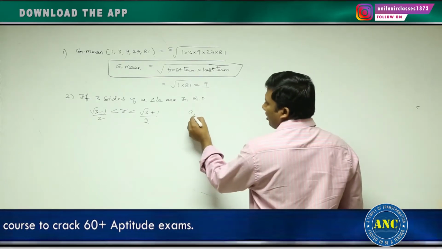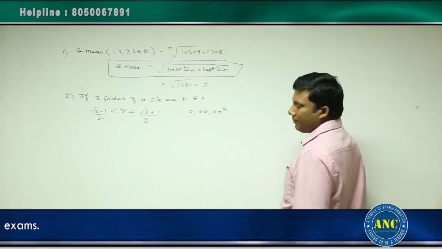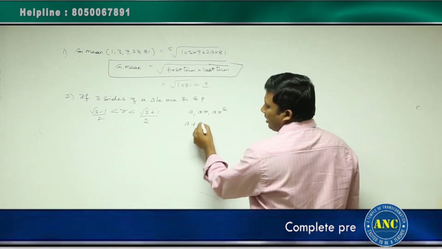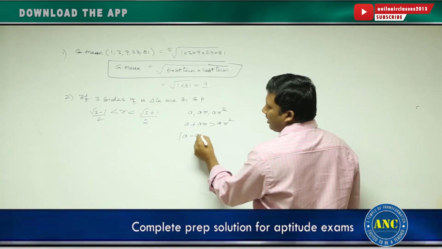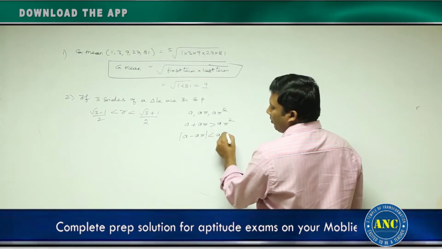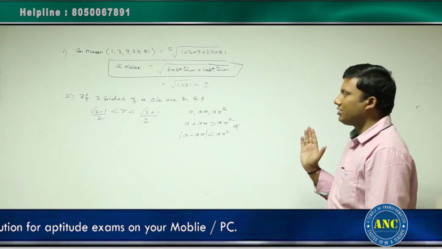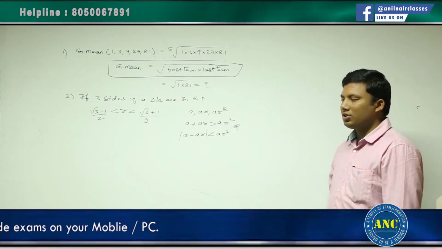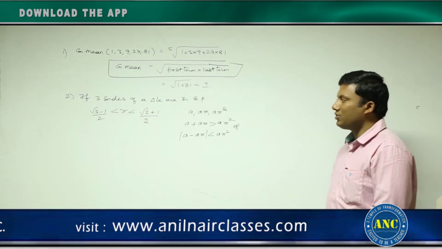This is because if the three sides are A, AR and AR square, the sum of two sides is greater than the third side, and the difference between two sides is less than the third side. Combine both the conditions and you will get this: if three sides of a triangle are in geometric progression, (root 3 minus 1)/2 is less than R, which is less than (root 3 plus 1)/2.